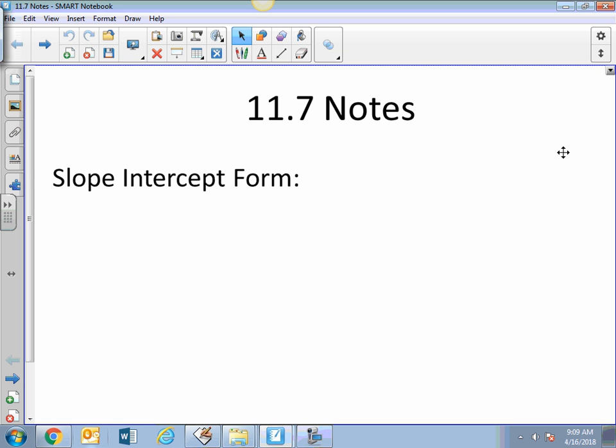Okay, welcome to 8th grade 11.7 notes. Today we'll talk about slope-intercept form.